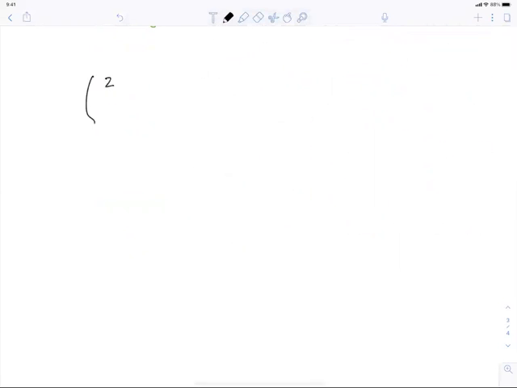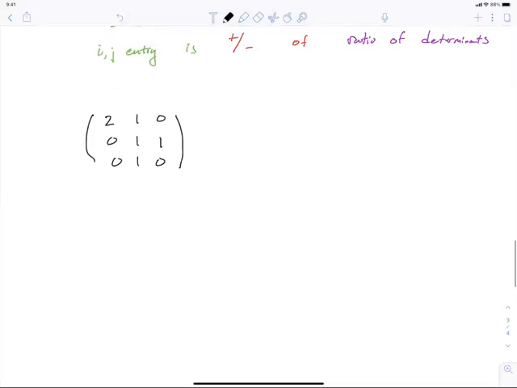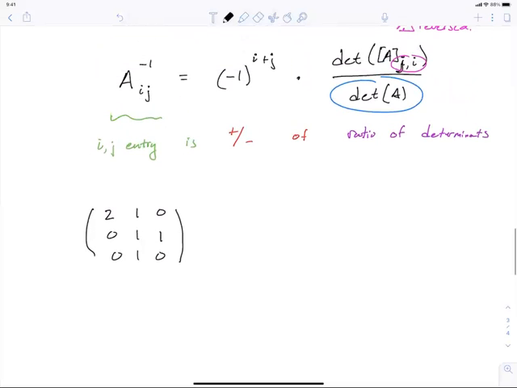We have 2, 1, 0, 0, 1, 1, 0, 1, 0. Okay, so there are a lot of zeros in there. So this formula is really nice when there's enough zeros that some of the determinants that you have to calculate will be 0. Otherwise, you actually might have to do a lot of determinants. But this one shouldn't be so bad. So to use this formula, we need two things. We need the determinant of A.